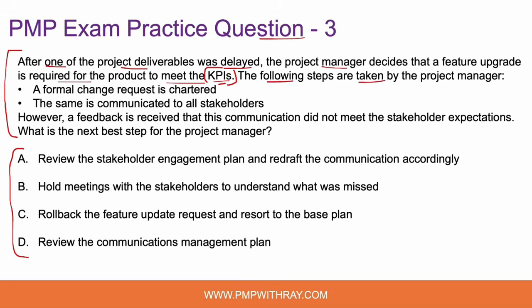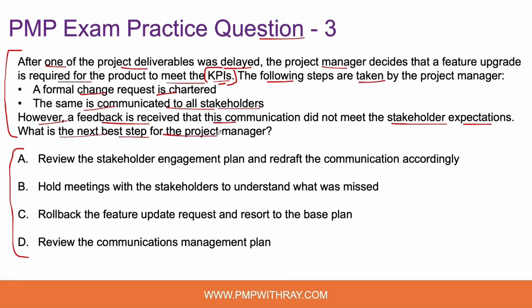So basically, one of the project deliverables has been delayed. Now, the project manager thinks that if you do a feature upgrade to meet the project KPIs, probably you'll be able to make up for the delay. So a formal change request is chartered and the same is communicated to all the stakeholders. However, a feedback is received that this communication did not meet the stakeholder expectations. What is the next best step for the project manager?